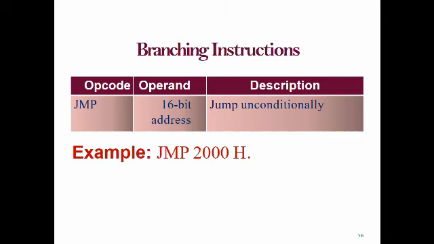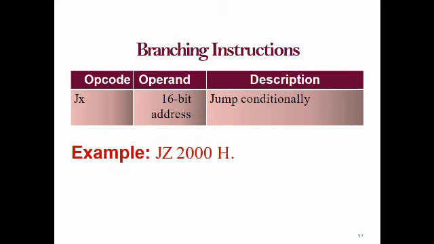The other instructions that are associated with jump are the conditional jumps. It will first check for a particular condition and thereafter it will go to the particular address. For example, jump if zero 2000H. It will check whether the result of the previous instruction is coming out to be 0, or whether the zero flag is raised or not. If the condition is true, it will jump to this particular memory location.